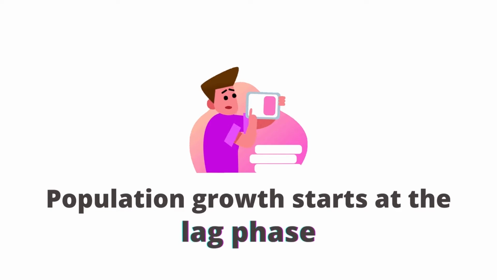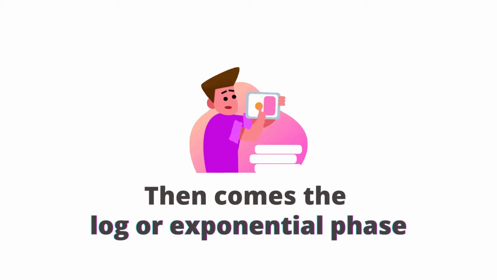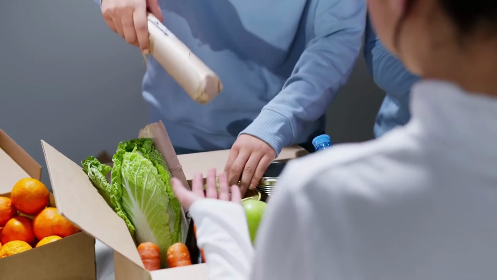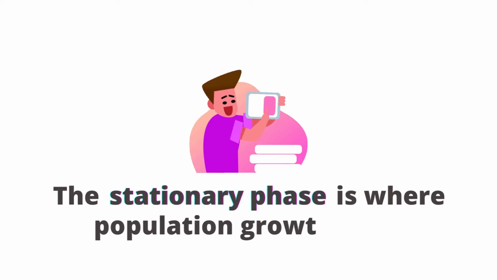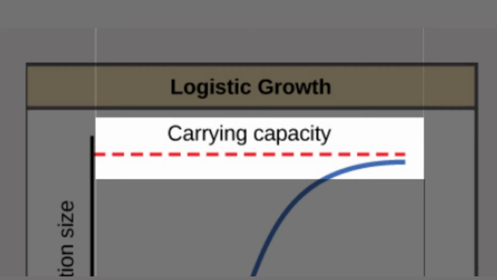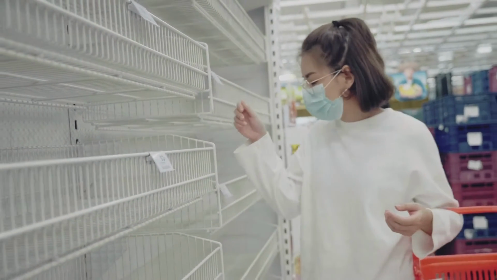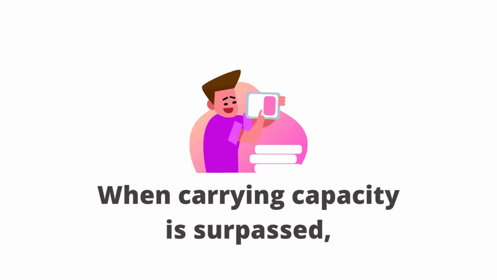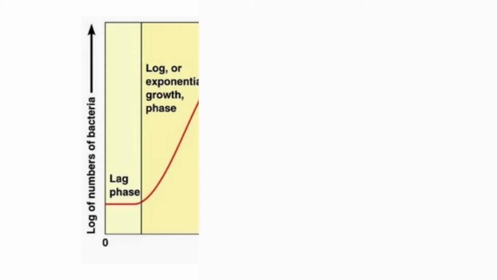Population growth starts at the lag phase, where the population size is small with an abundant amount of resources. Then comes the log or exponential phase, where most of those abundant resources are utilized to cater to the rapidly growing population. The stationary phase is where population growth stops because the carrying capacity is reached. Due to the huge amount of consumers, there is an increase in competition. And finally, when carrying capacity is surpassed, we are now at the death or the decline phase of the population.